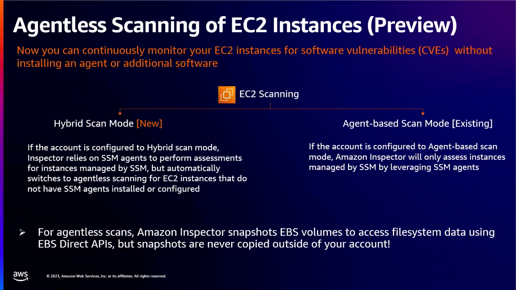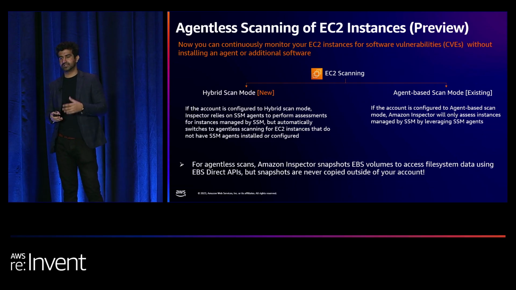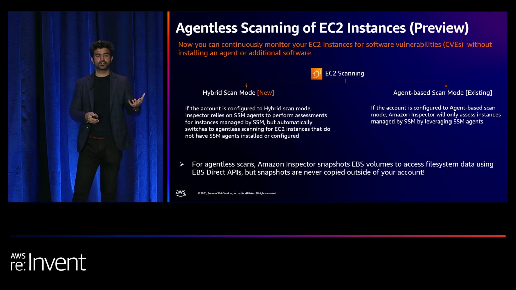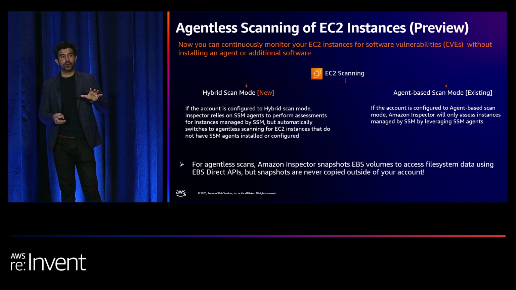The second launch we announced earlier this week was agentless scanning of EC2 instances. Right now, it is in paid public preview. And we have taken a different approach here than traditional vendors who support agentless scanning today. Up until last week, we only supported agent-based scanning, which was by leveraging the Systems Manager agent. And now we have introduced what we call hybrid scan mode. So your delegated administrator can now set the scan mode for your whole org.